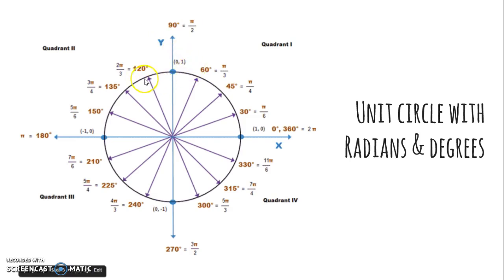Then it's 3 over 4 right here. Without the pi, it's 3 over 4, so it can't be simplified. It stays the same: 1/4, 2/4, 3/4. You add 45 degrees to 90 degrees, and that's 135 degrees. So 3 pi over 4 equals 135 degrees.